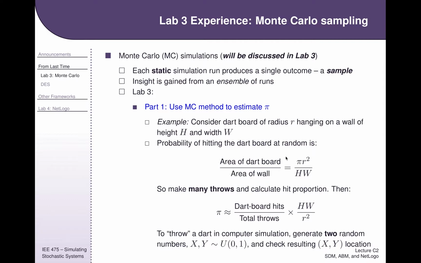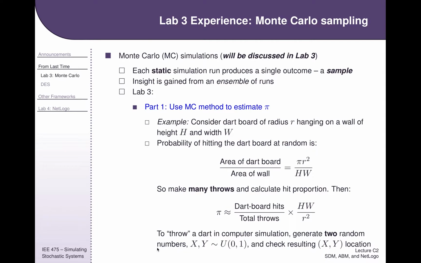So if you throw a bunch of these throws and then estimate that proportion, you might find that, say, 50% of your throws hit the dartboard, or 20% of your throws hit the dartboard, or whatever. Well, if you solve this expression for pi, then you find out that the number of dartboard hits divided by the number of total throws, this proportion of total throws that actually hit the dartboard, scaled by hw divided by r squared, gives you an estimate of pi.